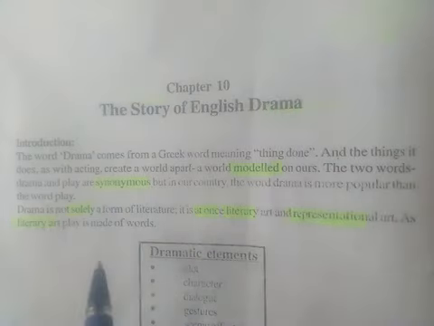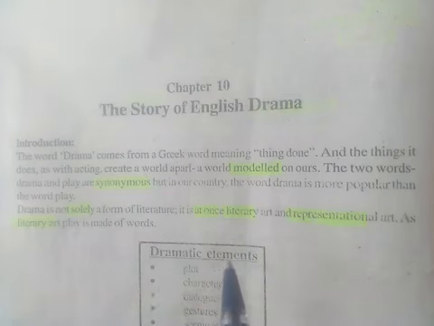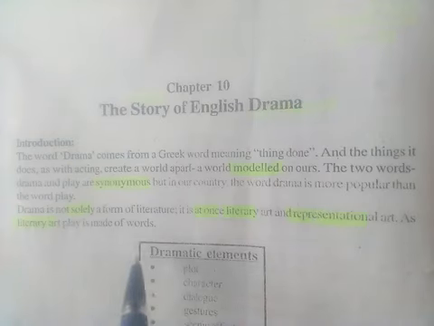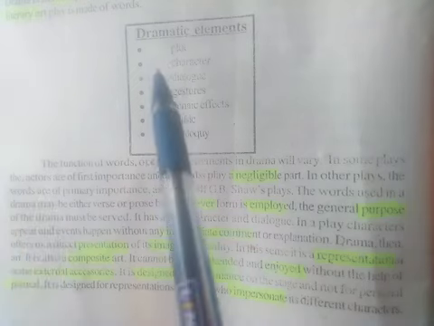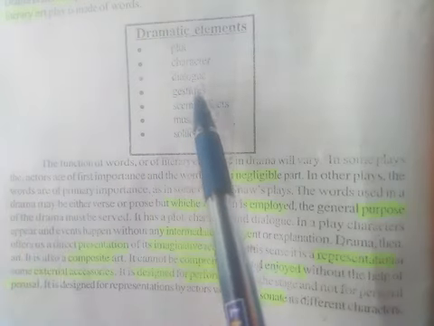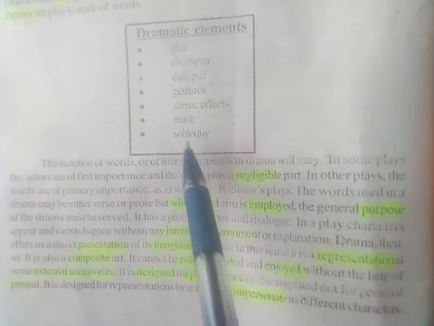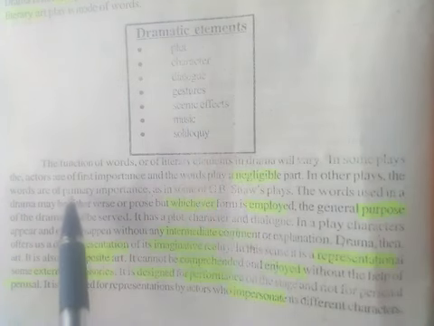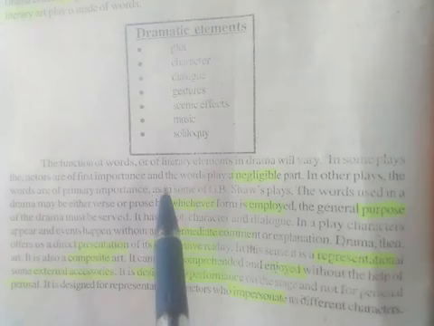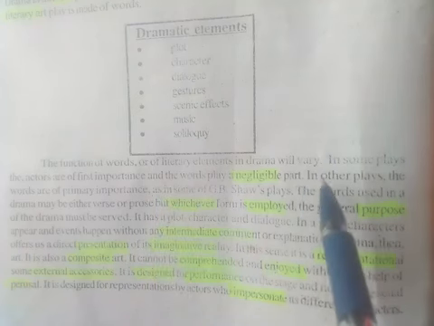Drama is not solely a form of literature, it is at once literary art and representational art, as literary art play is made of words. Dramatic elements: plot, character, dialogue, gestures, scenic effects, music, soliloquy. The function of words or of literary elements in drama will vary.